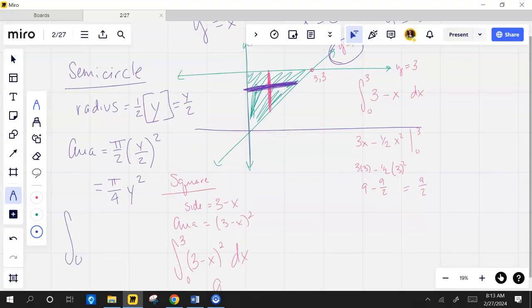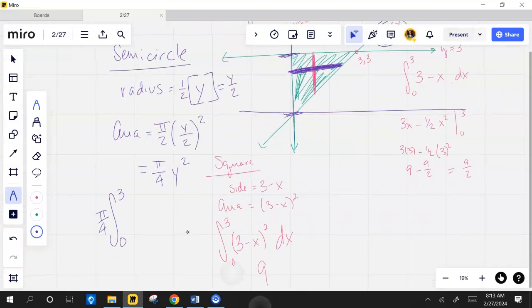I'm going from 0 to 3. This time I'm going from bottom to top, but because y equals x, that point is still 3. And I'm going to put the pi over 4 on the outside. That makes life a little bit easier because this is a much easier integration problem. It says, though, to use your calculator.